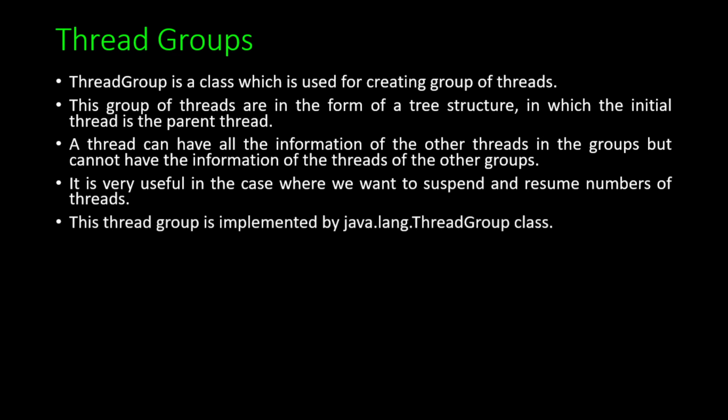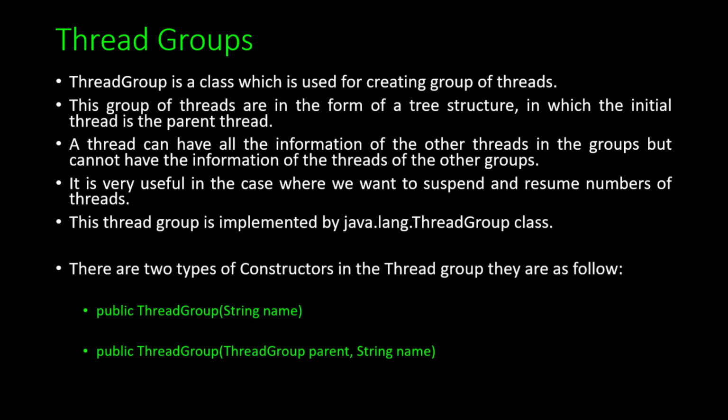This thread group is implemented by the ThreadGroup class, which is present inside the lang package. There are two types of constructors for the thread group. When we create a thread group, we have to call these constructors in order to make a thread a member of a group. The first constructor is ThreadGroup with a single parameter. You just pass in the name of that group, that's more than enough.